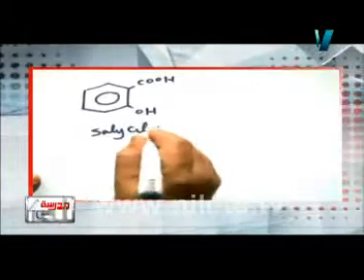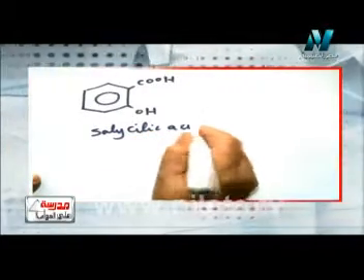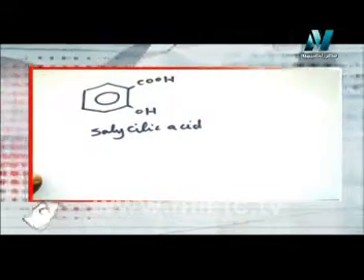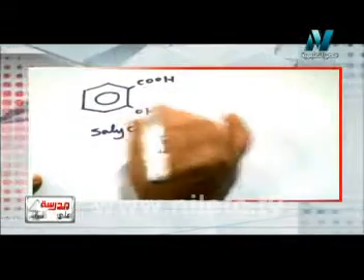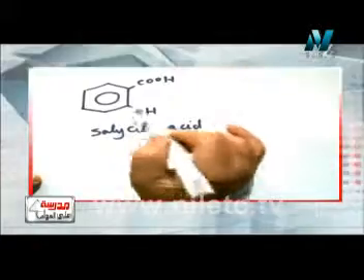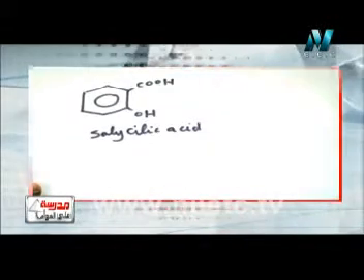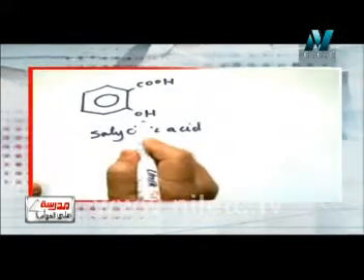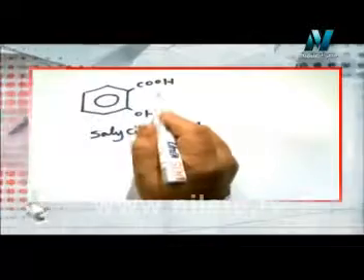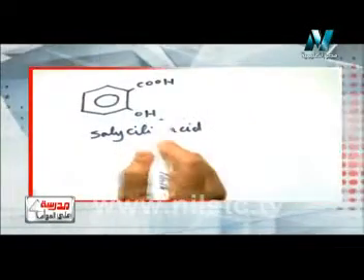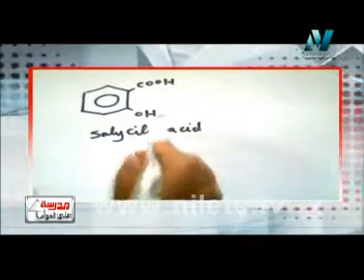Salicylic acid has two functional groups: a carboxylic group attached to the benzene ring and a hydroxyl group. So it can react as an acid with alcohol to form ester and water, and it can also react with acid to form ester due to the presence of OH.